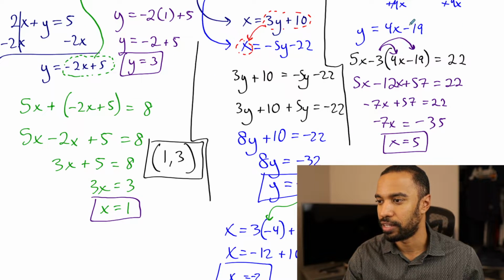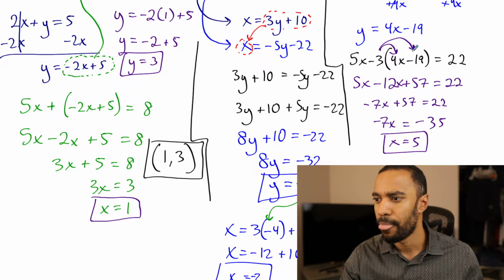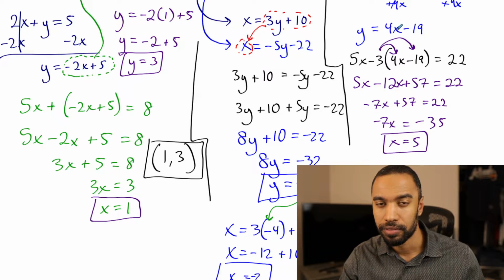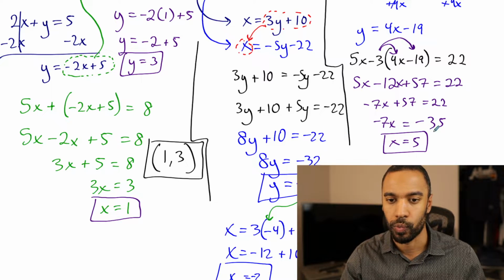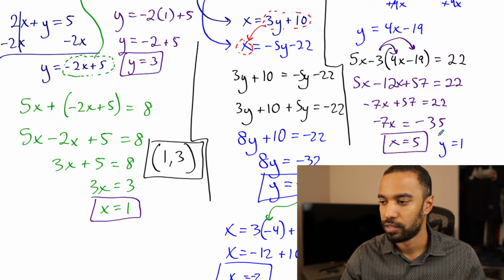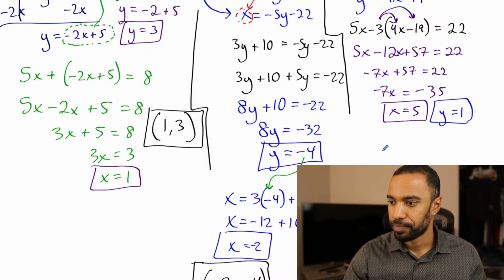All right, 5 is not the only answer. I need to solve for y. Let's use this equation to make it happen. Let's do this mentally right here. Is that okay? 4 times 5 minus 19. All right, that's 20 minus 19, so y equals 1. y equals 1. So that coordinate pair is (5, 1), and that's my answer.